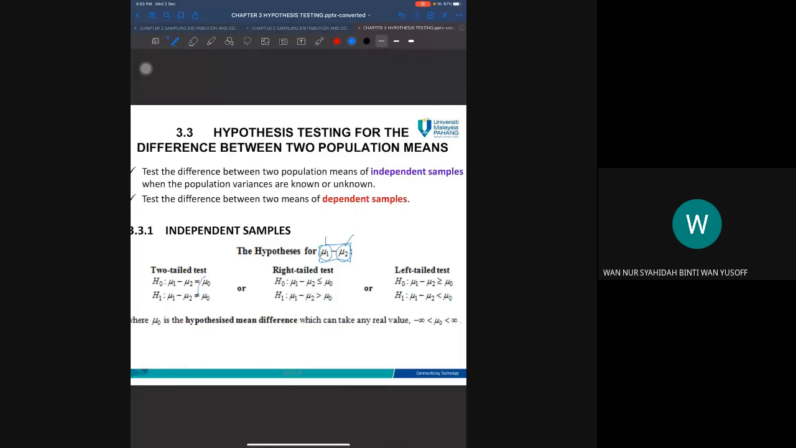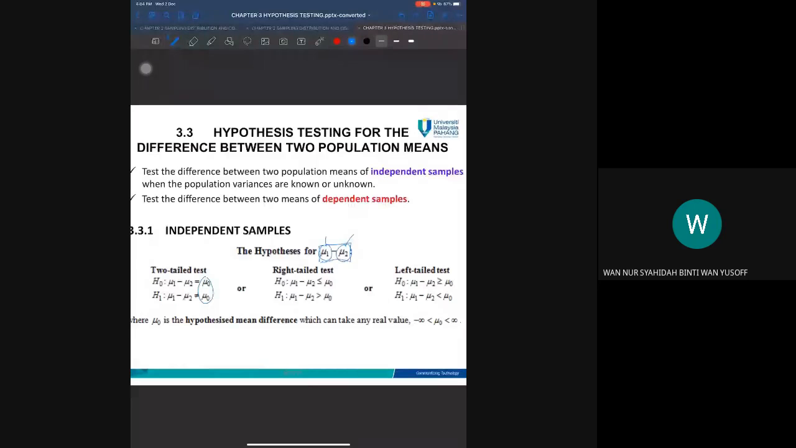Then we have mu naught here. Mu naught is still the hypothesized mean, or the population mean, or the true mean. But most of the time when we have two populations, mu naught is usually equal to 0. Still, when you extract the information, you have to check whether the population mean is given in the question. If not, we assume it is equal to 0.